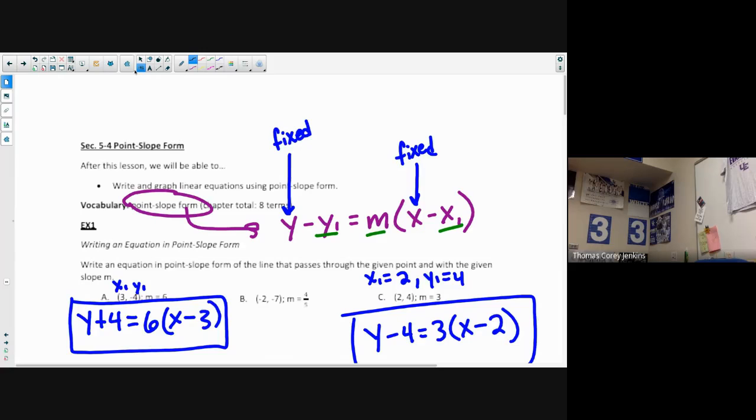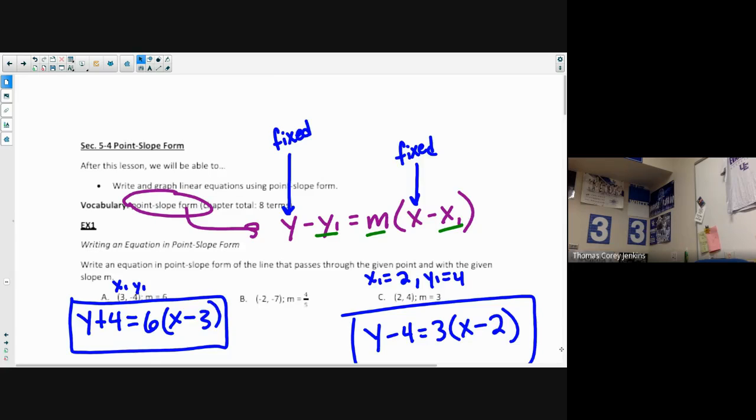All right. So just to recap what we talked about: in 5.4, we're talking about point slope form, where it's this funky looking formula, y minus y1 equals m times the quantity x minus x1. But the big picture is that if I give you a point that a line goes through and the slope, you can use that to develop a point slope equation. Our learning target before we move on is we want to be able to write and graph linear equations using point slope form.